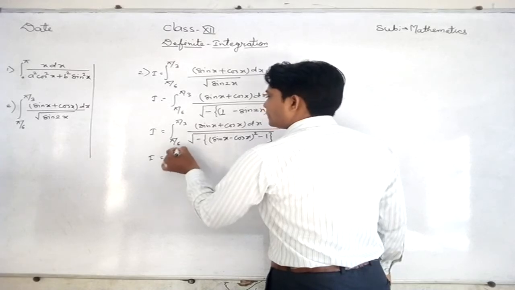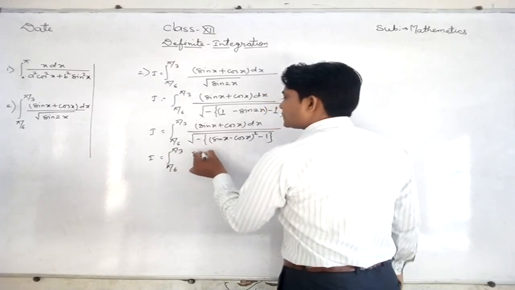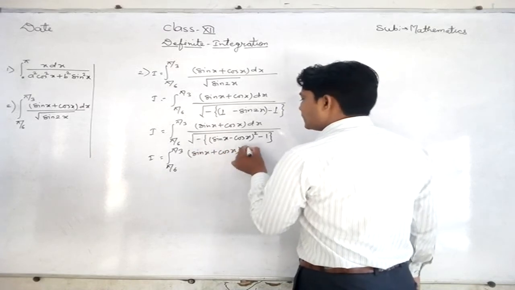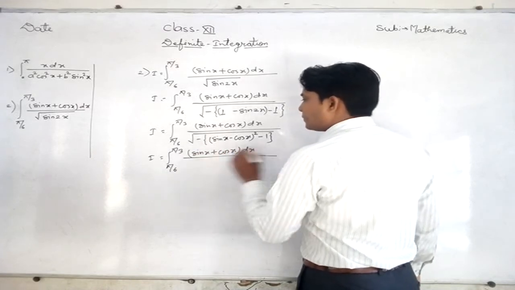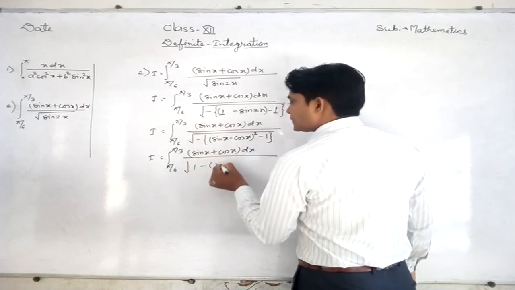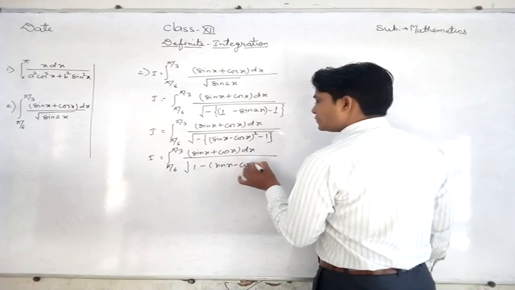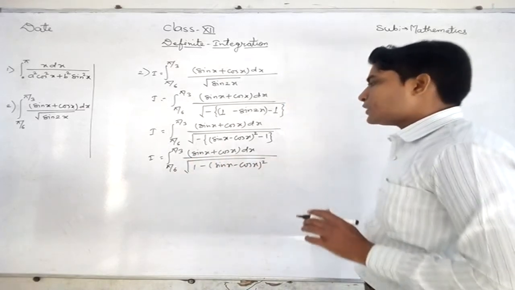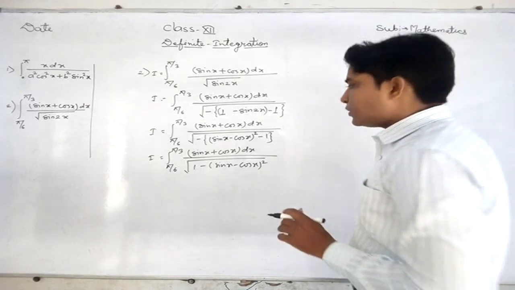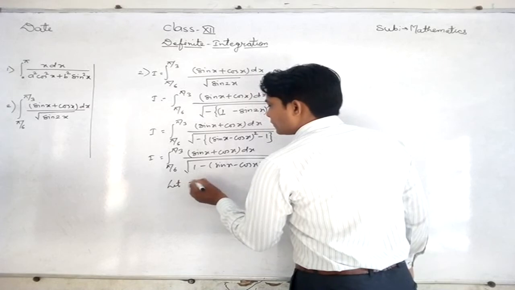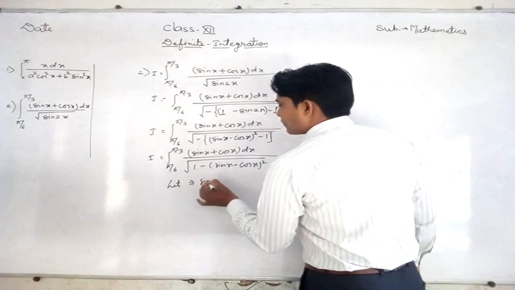So let me assume sin x minus cos x as t. So what we get is cos x plus sin x dx is equal to dt. So our numerator is completely gone.